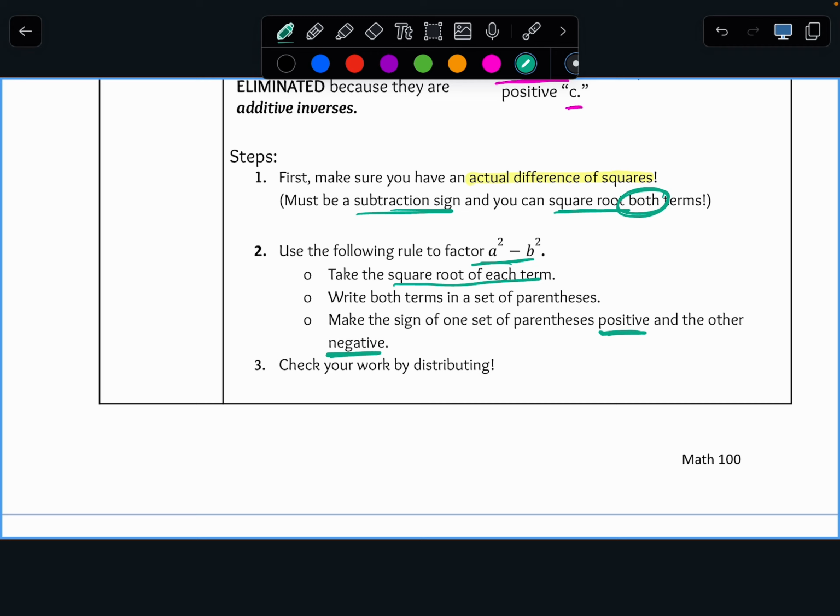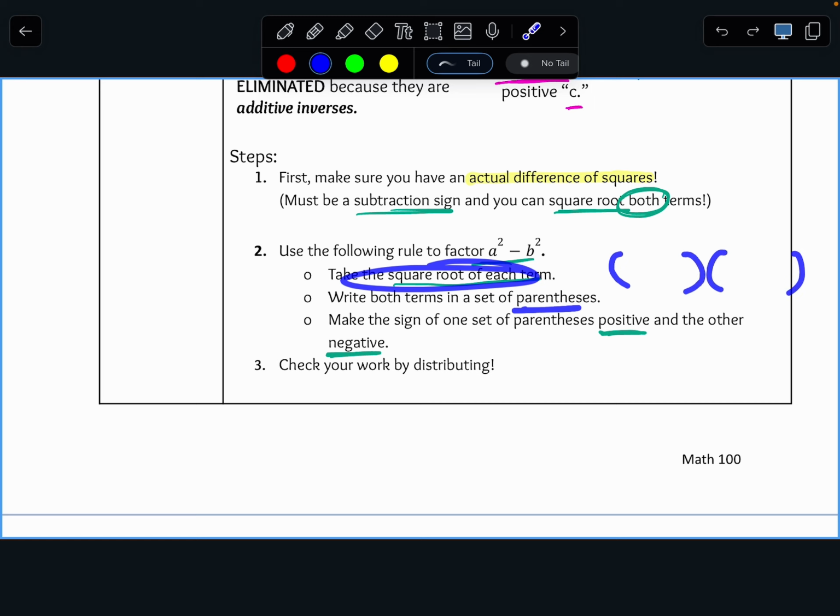So we'll go through those steps and I'll show you how it works in a problem. So we're going to take the square root of both numbers, then we write those in parentheses. So we're going to have something that looks like this, and we'll have a and b and a and b, and then you make one positive and one negative. And that's how we're going to do that, okay?